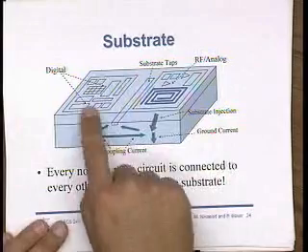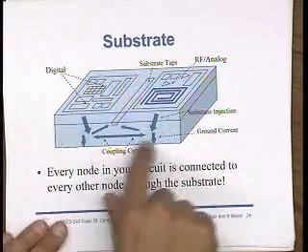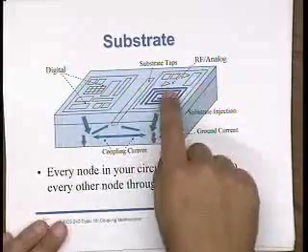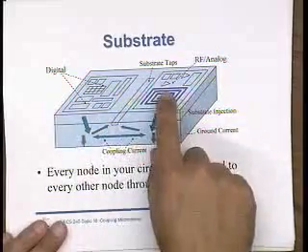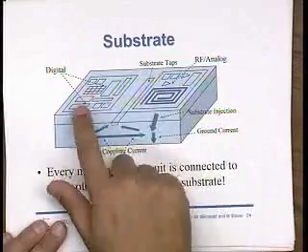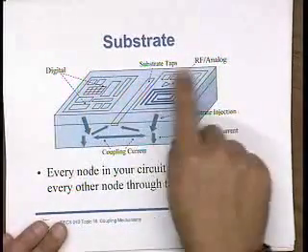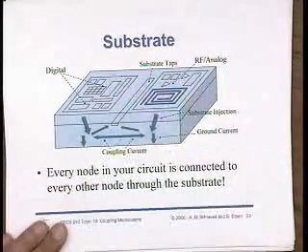That's getting somehow injected into the substrate. Currents can flow in the substrate. They get picked up by your analog circuits. So even if we're not talking about the supply, noise on the supply, noise can get through the substrate and get to sensitive analog circuits, and vice versa.